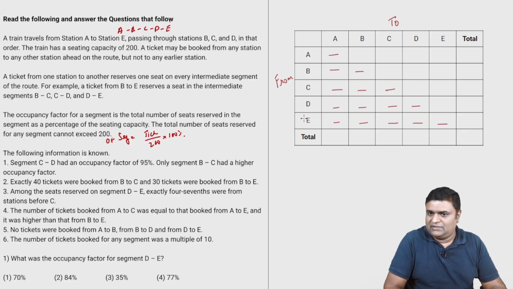Hey, what's happening here? From E, I can't go to E, right? Of course, from E cannot be there. You can't go backwards, right? So it doesn't really make sense to have that, but it's okay. Extra is always fine. Less is a problem over here.